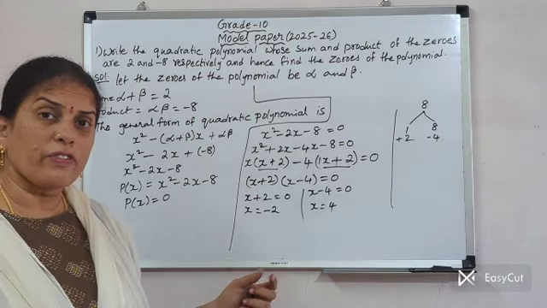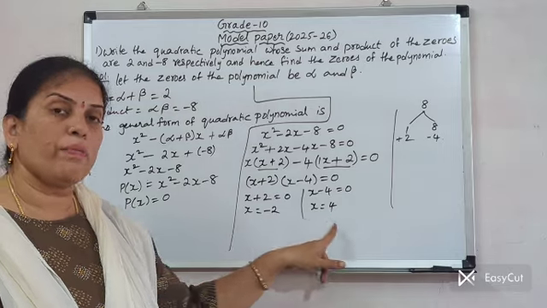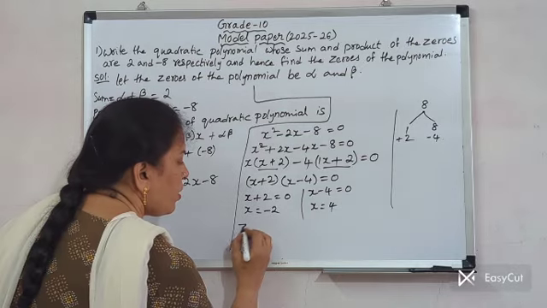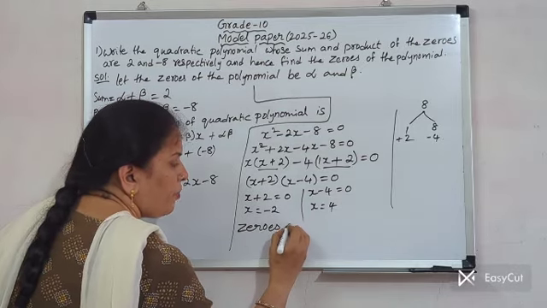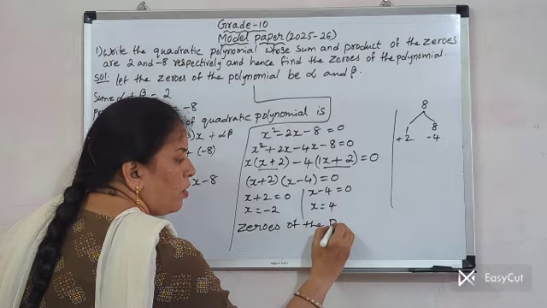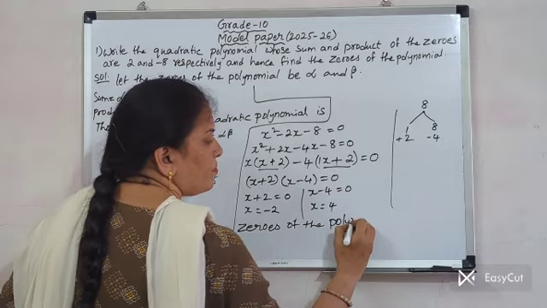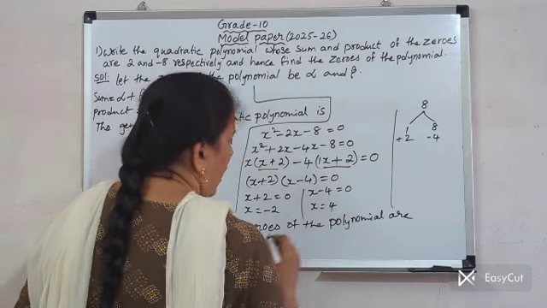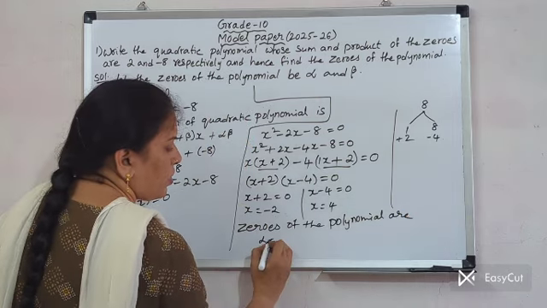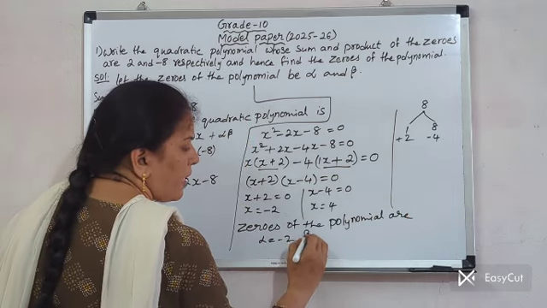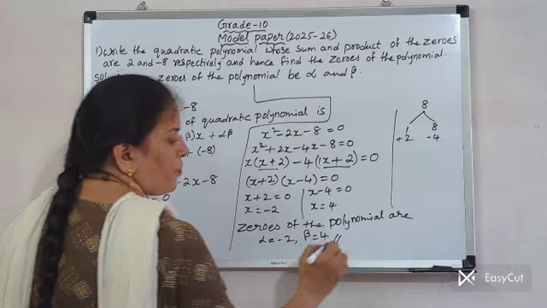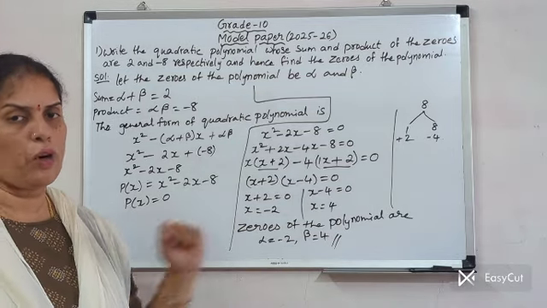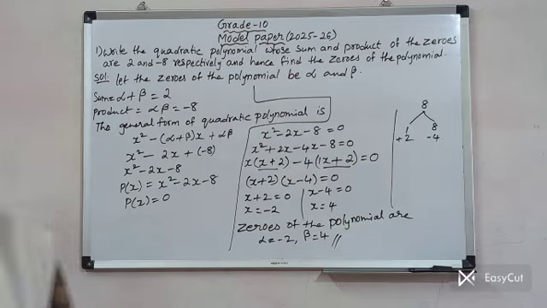What are the zeros of the polynomial here? Minus 2 and plus 4 are the zeros of the polynomial. Zeros of the polynomial are alpha equal to minus 2, beta equal to plus 4. Like this we must find out the factors, that means zeros of the polynomial. Understood?